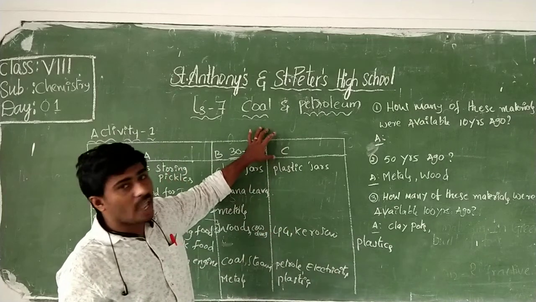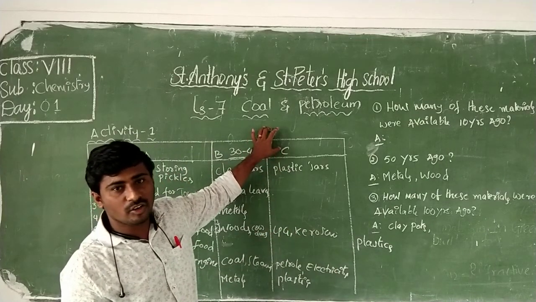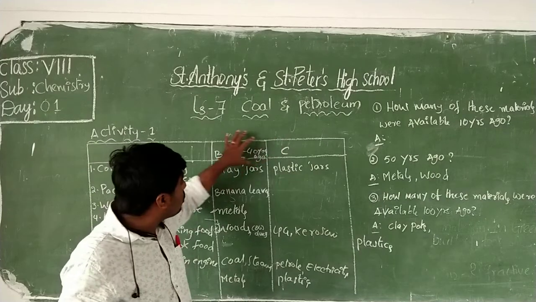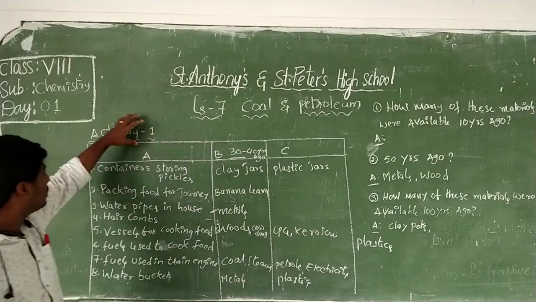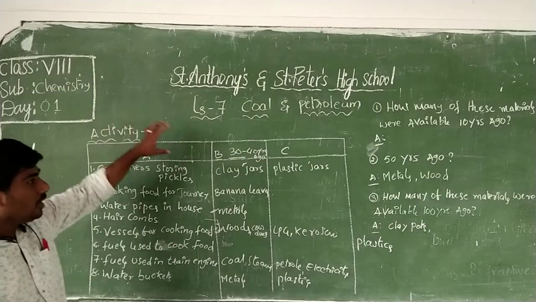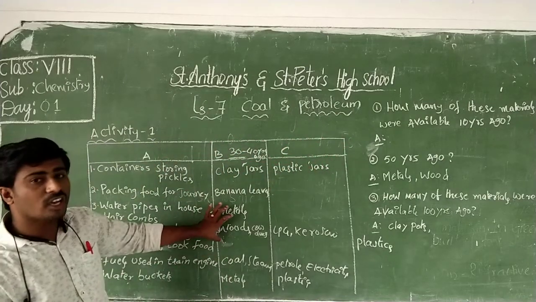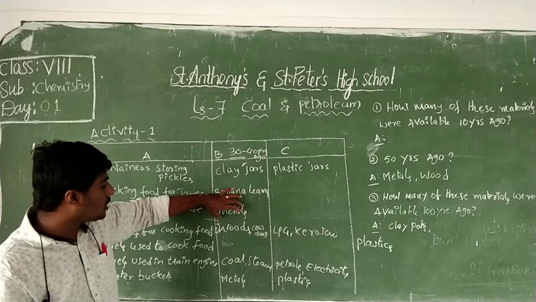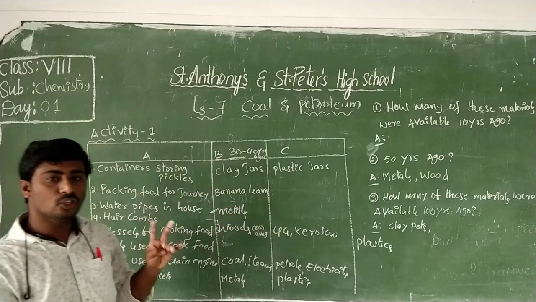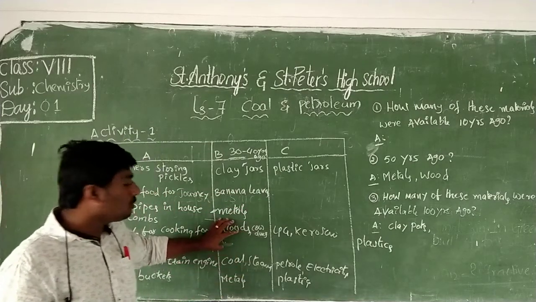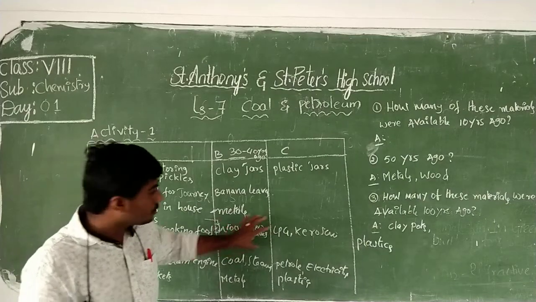Does the grandfather know about cement? No, he doesn't know about cement. So these are the materials that we discussed in activity 1. Here some questions are there, and one more thing from this activity we can say is that the common materials are metals like iron, gold, silver, and wood.